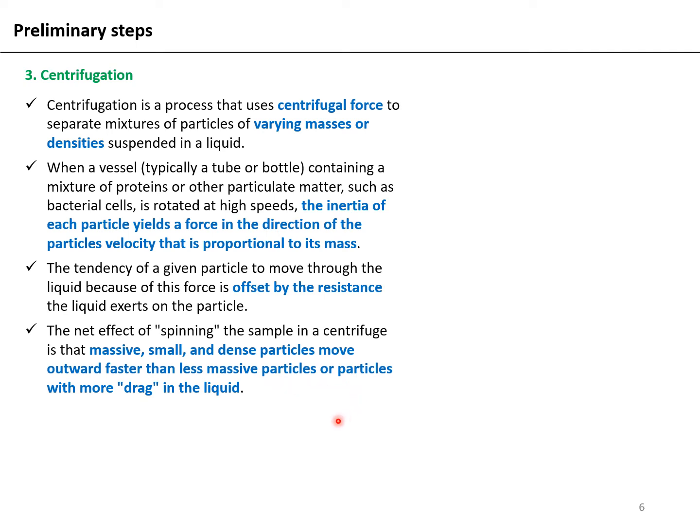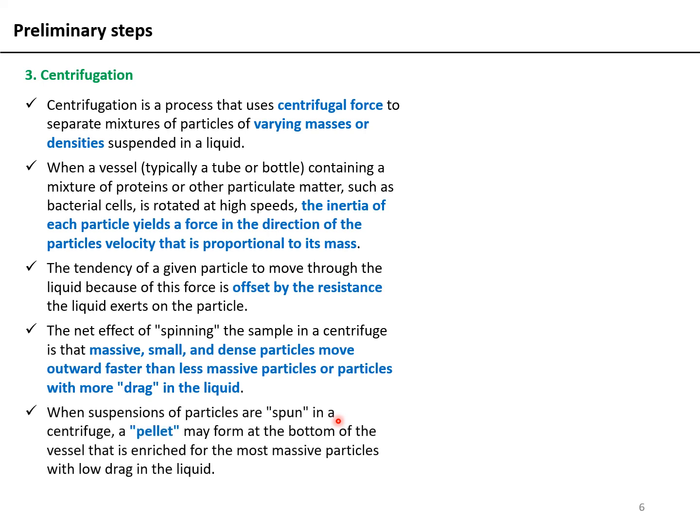So if you have something which is more compact, that will face less drag and that will settle down quicker. And if something is heavier, then also it will settle down quicker. Compared to that, if you have something lighter or something that is more diffuse or spread out, that will settle down slower. So when suspensions of particles are spun in a centrifuge, a pellet may form at the bottom of the vessel that is enriched for the most massive particles with the least drag in the liquid.